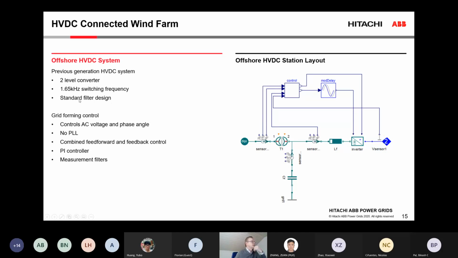We have a standard filter design, and here offshore we are using a grid forming control, and this one controls here the AC voltage and phase angle. There is no PLL. And we have basically controlling the AC voltage magnitude via a PI controller and a fixed phase angle.